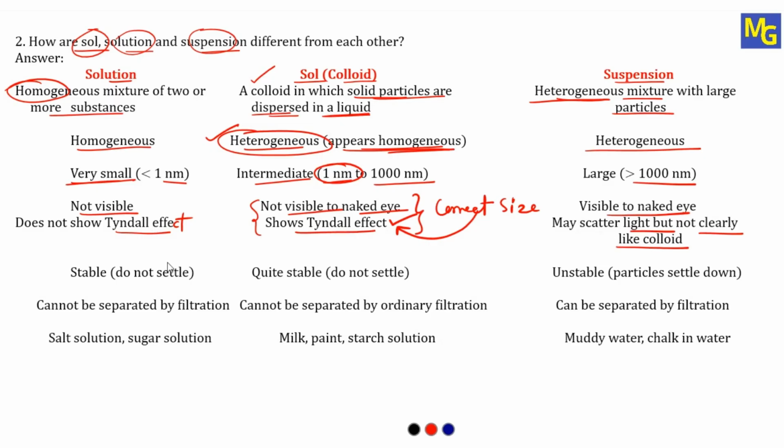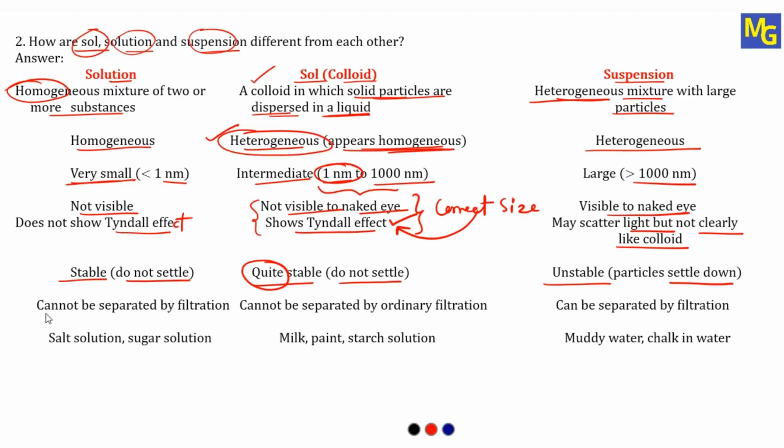Next property, in solutions the particles are stable. Stable means they do not settle. They are so small and have very little weight that they will not settle. In colloids, quite stable, they do not settle, but the particle size is between 1 nanometer to 1000 nanometer, so some particles may settle and some may not. That's why it is said to be quite stable. But suspension is completely unstable. The particles are so big they will settle down, so it is called unstable.